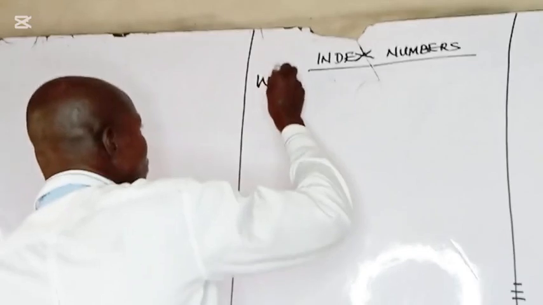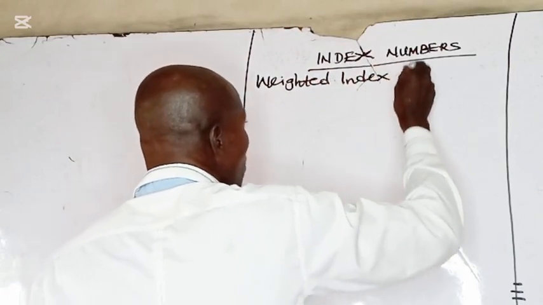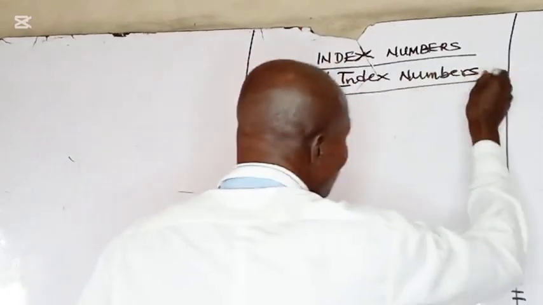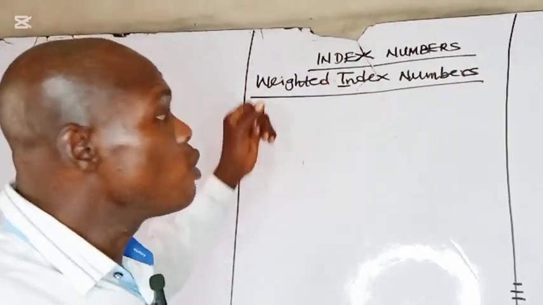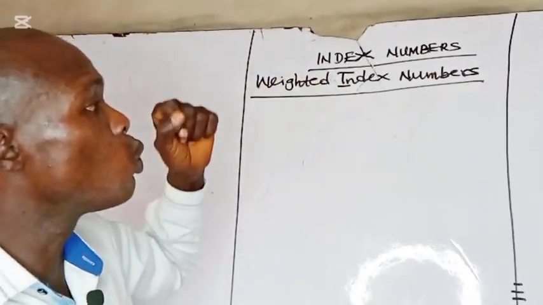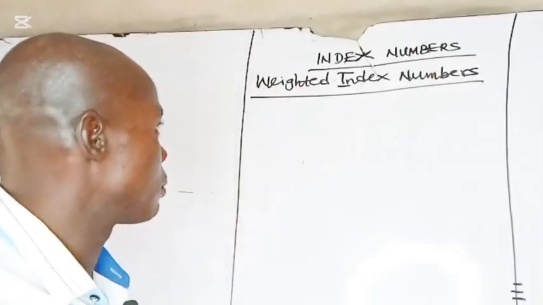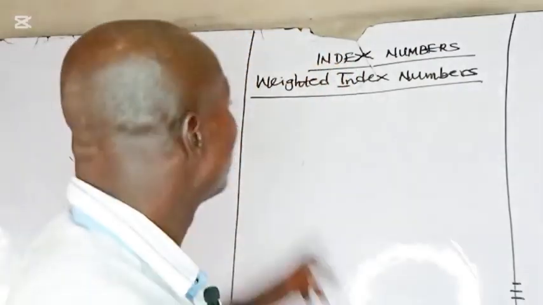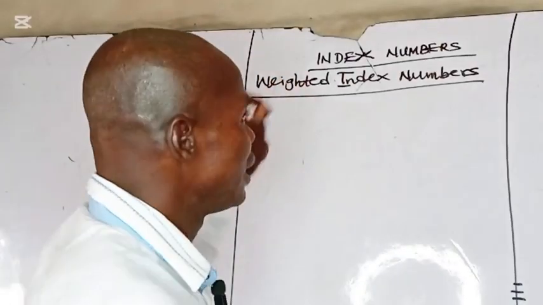Weighted index numbers. Weighted index number is the type of index in which weights are attached to each item or commodity. That is weighted index number.